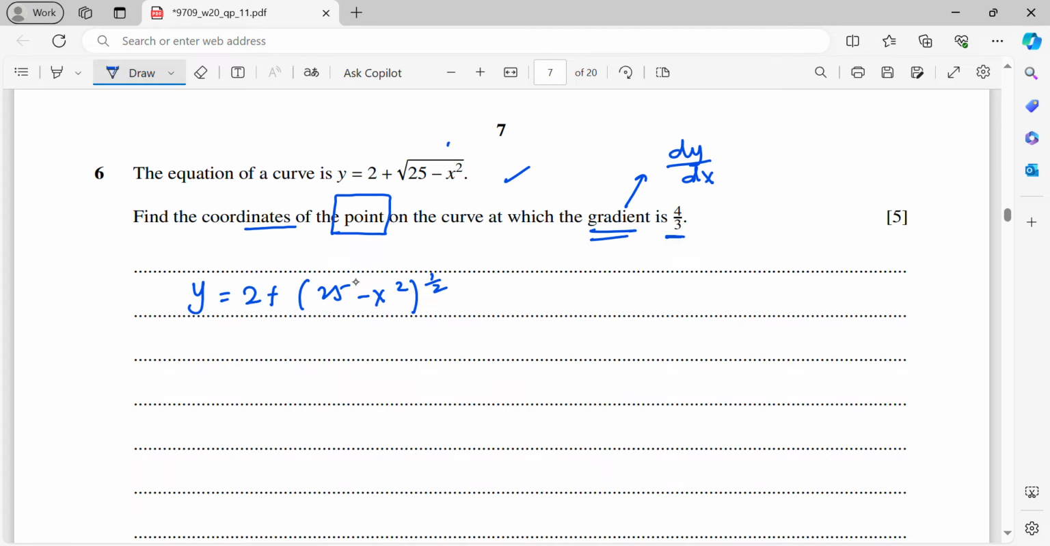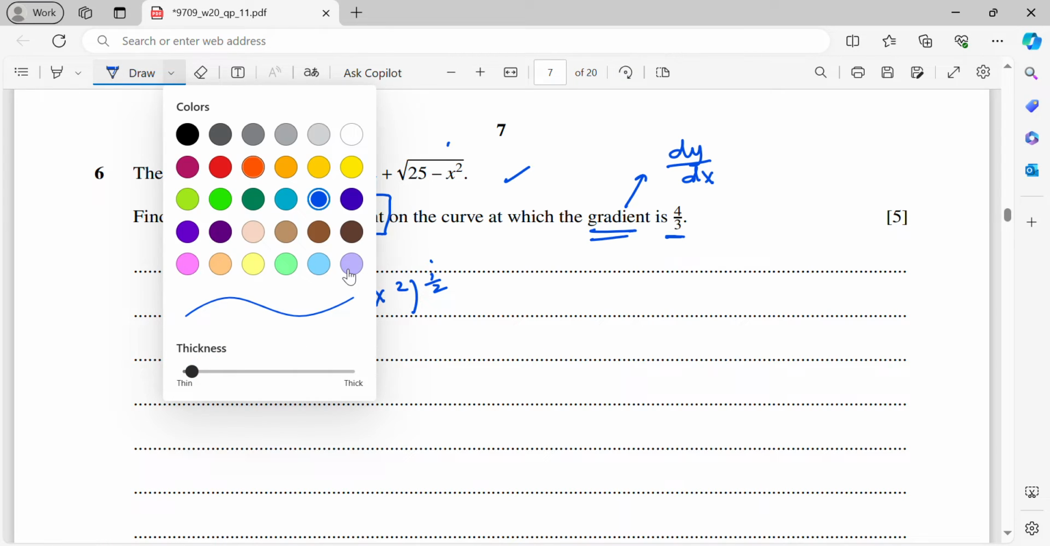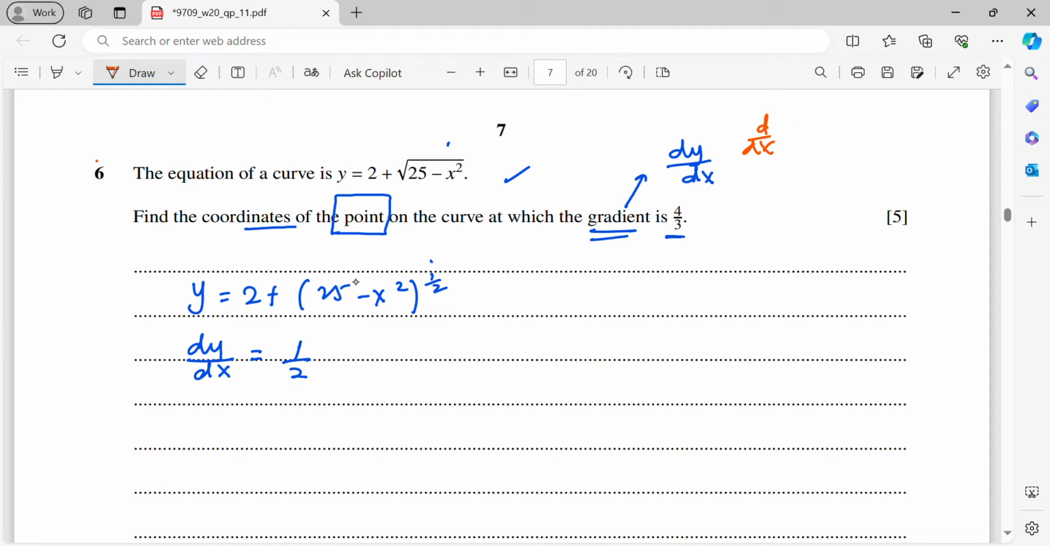So from here, my dy over dx is going to be: differentiate 2, you get 0. This half you can bring down. You have to bring it down because of the formula. Differentiate f(x) to the power n is n f(x) to the power n minus 1, and then f prime x. Right, so now from here, bring down the half, rewrite the whole function. And now your power is no longer half. You have to minus 1. So half minus 1 will be negative half.